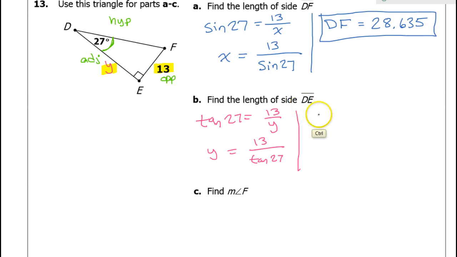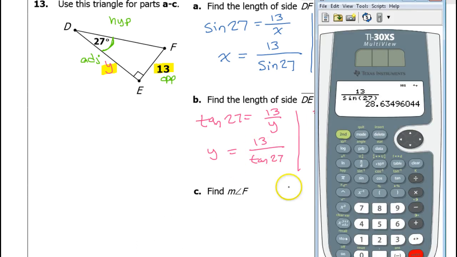Okay, so we want to find DE. Put this in your calculator. 25.514, got to round up.